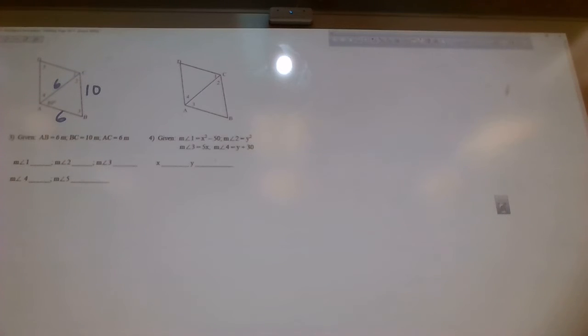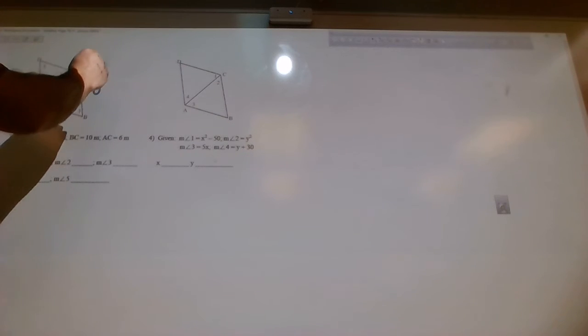So we want to know, oh, and this is 80 here, okay? So 1 has to be 80 because that makes this a parallelogram. So this is 80 is 1. 2. Let's see, what can we do here?